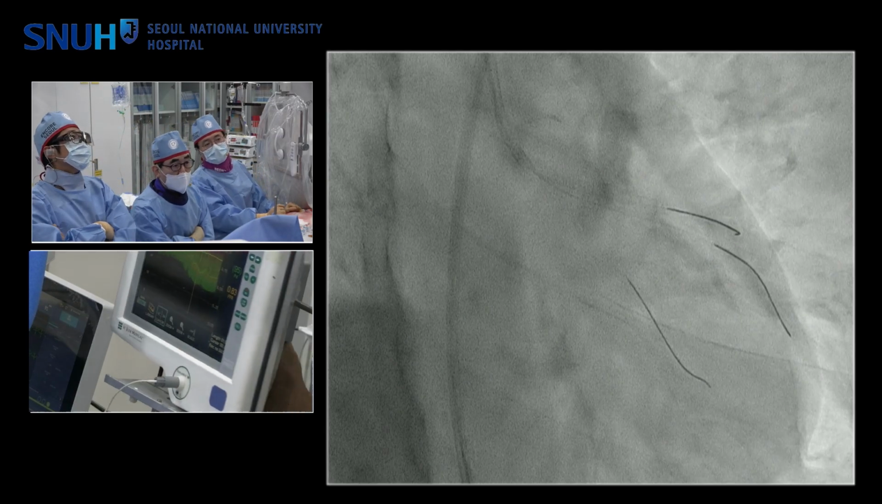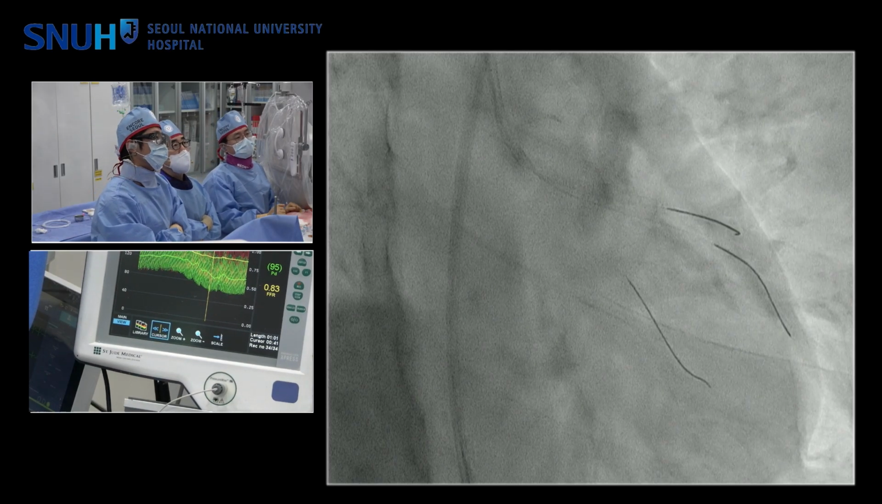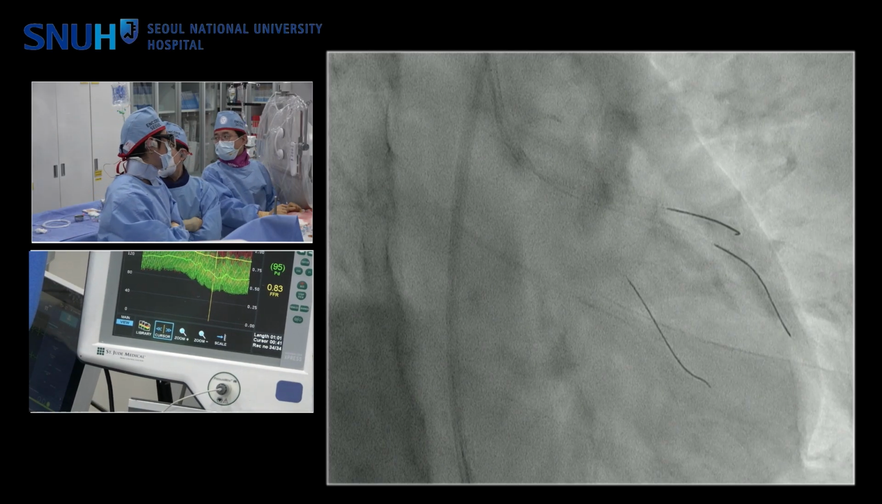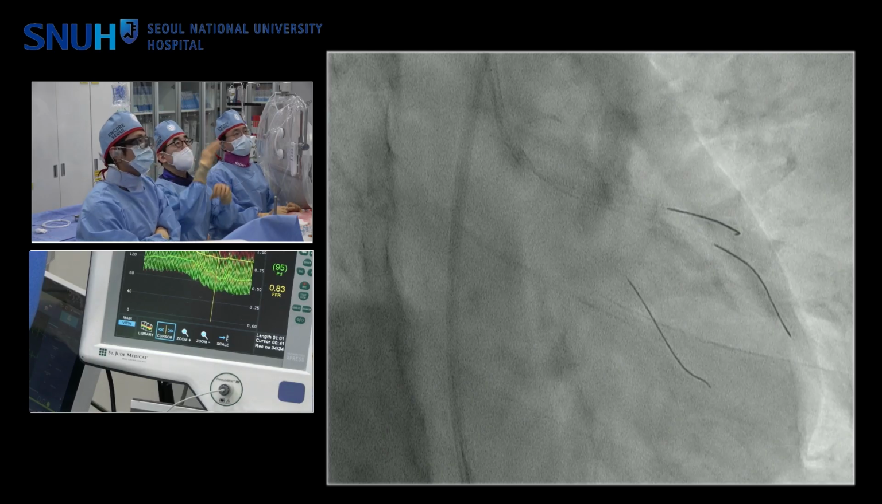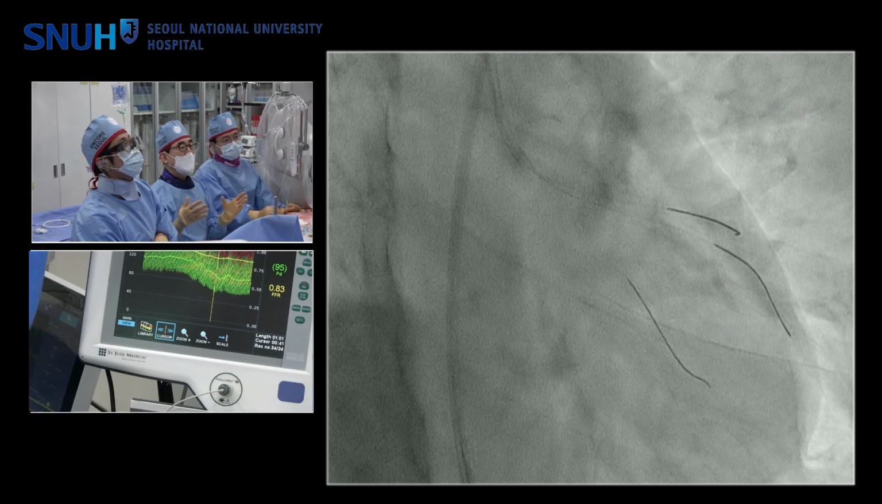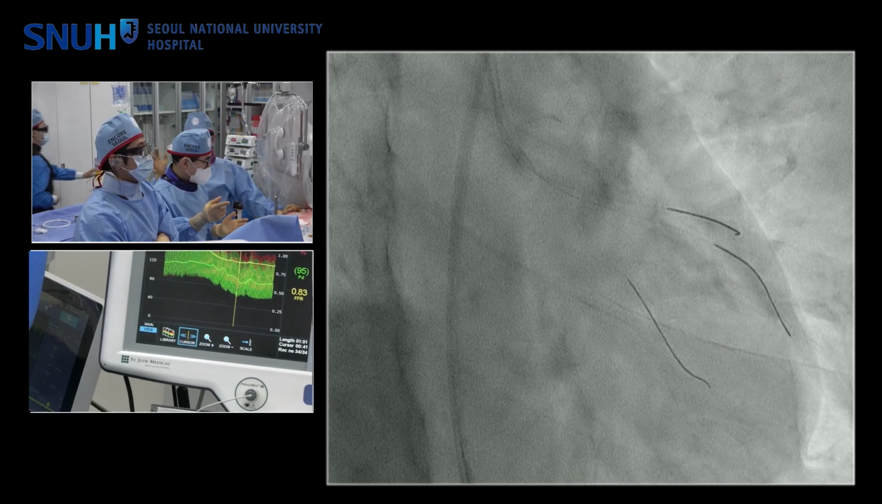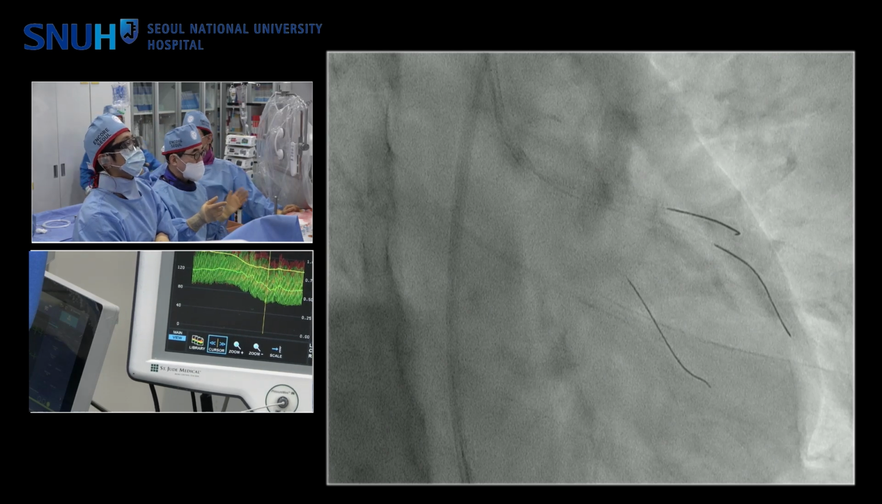0.83. Yes, yeah. 0.83. Invasive FFR 83. And the MUFR? 67. Huge difference. So MUFR is not totally reliable. Of course. But we said the left circumflex is the main branch. Maybe the value could be changed. Yeah, so could you do that?